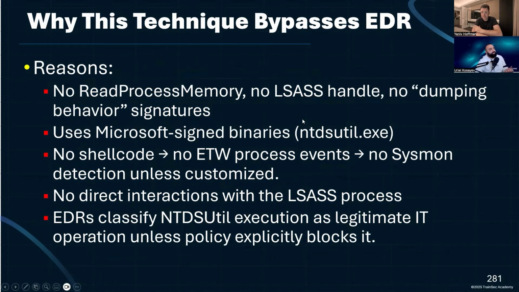And what are the specific reasons that it bypasses EDR? So there is no ReadProcessMemory, like Windows API functions like ReadProcessMemory. ReadProcessMemory is really one of the standard Windows API functions that attackers use to read the memory regions of a process to dump, let's say, from another process, the NTLM hash of a specific user or whatever. Okay, it uses a Microsoft-signed binary, ntdsutil.exe, no shellcode, no ETW process events, no Sysmon detection unless customized. You can customize it, of course. You can detect it if you're aware of this attack.